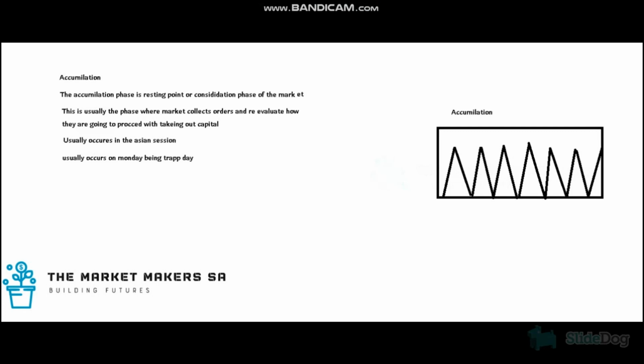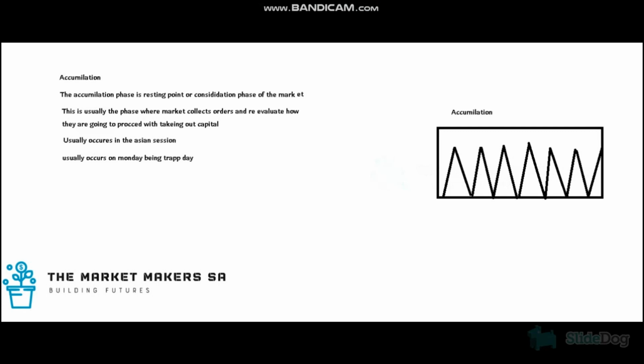What is accumulation? The accumulation phase is the resting point or consolidation phase of the market. It's where the market goes sideways, where there's no movement of price. It's just going sideways. It's done for the day.